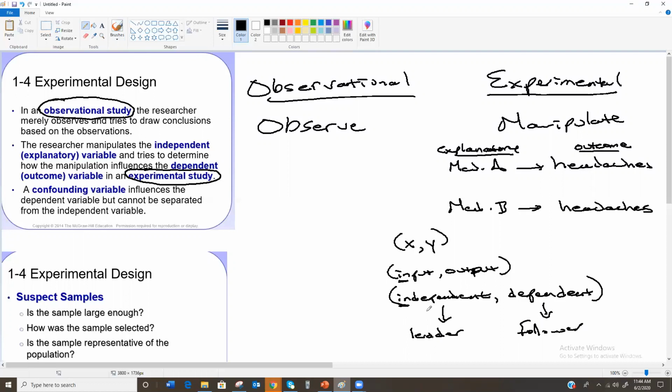So if you think of X comes first, followed by Y, the input comes first, the independent comes first, followed by the dependent. So an independent person would be, hey, let's go to the movie tonight. And the dependent person would say, okay. So here the medication says, hey, I'm going to give you medication. And the headache goes, okay, well, I'll react to the medicine. The headache follows the medication. Any questions on any of that? Okay.